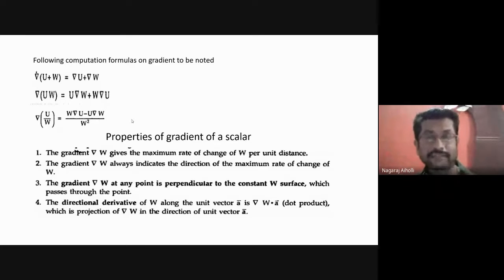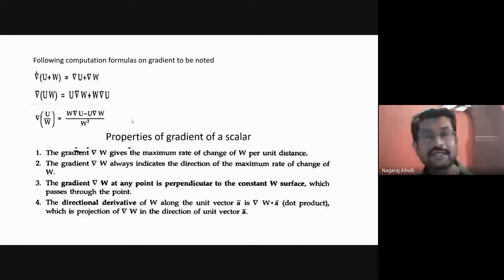That is the example I gave you all. The surface is a scalar quantity because we are not relating any directions to the surface. The gradient del W at any point is perpendicular to the scalar surface which is passing through that point. That is, the gradient del W at a particular point is perpendicular to the surface.